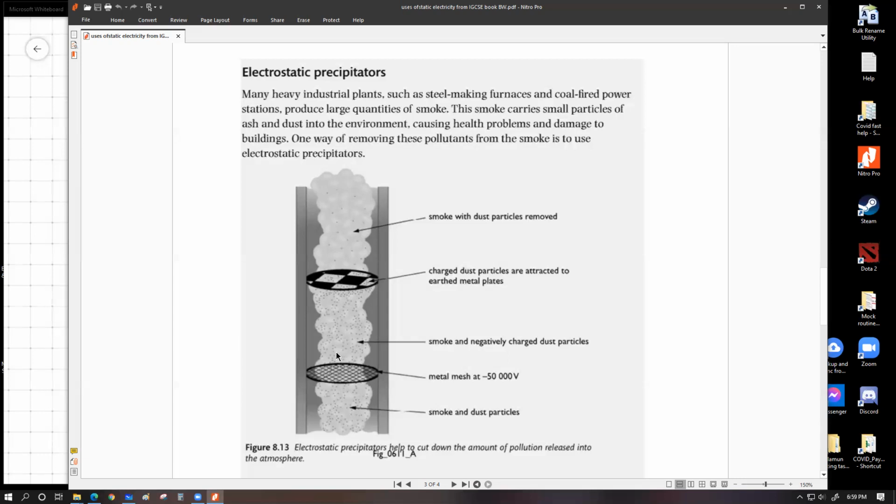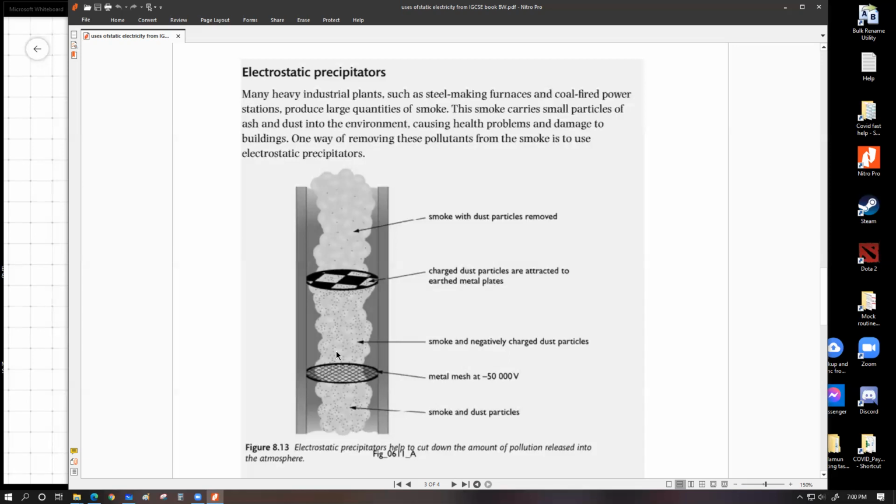One of the things that is important for you to understand is that in one of your CIE questions, there is a question from the electrostatic precipitator concept. They ask what is charged in the process of passing through the metal mesh? I mean, what is charged? The answer to this question is both smoke and dust particles. You have to understand that.